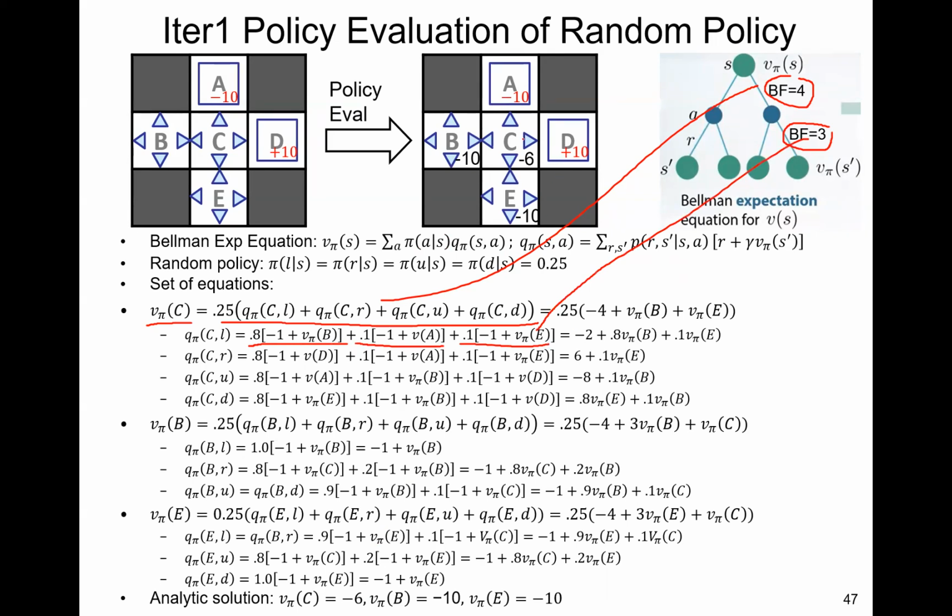So if you are in state C, you try to go left. There's an 80% chance that you will land in B, 10% chance of landing in A, and 10% chance of landing in E. So similarly for V pi B and V pi E.